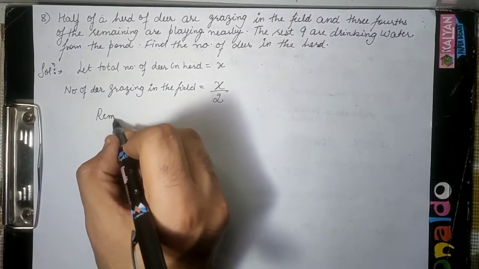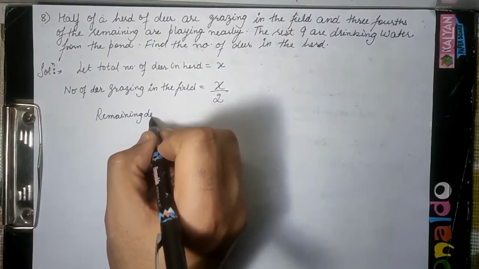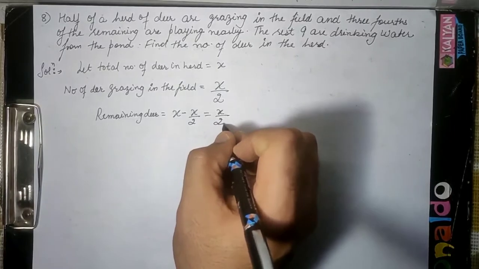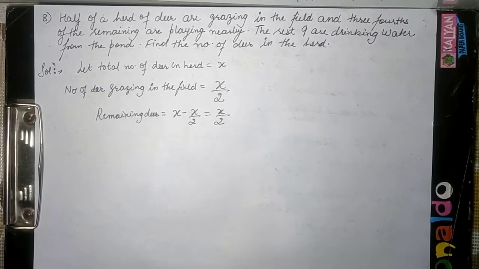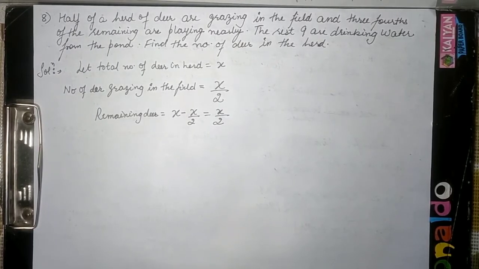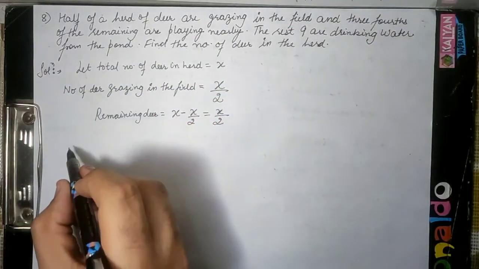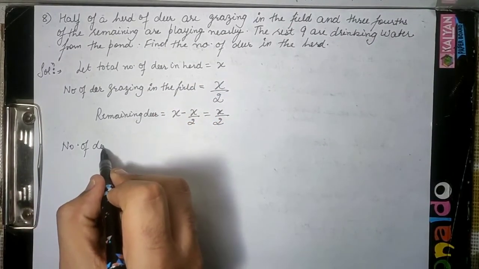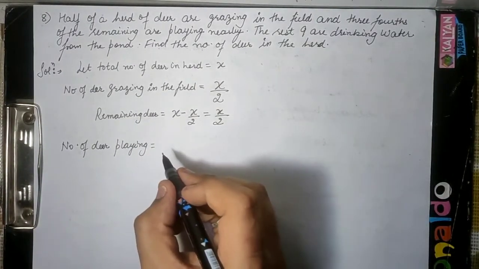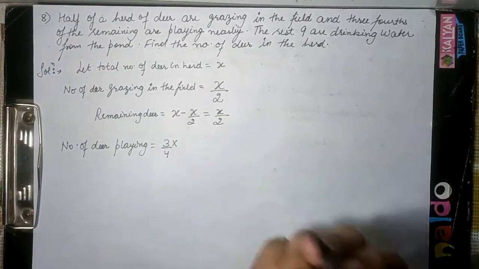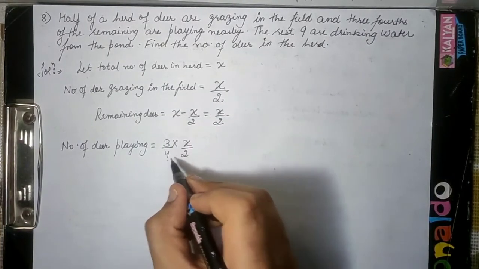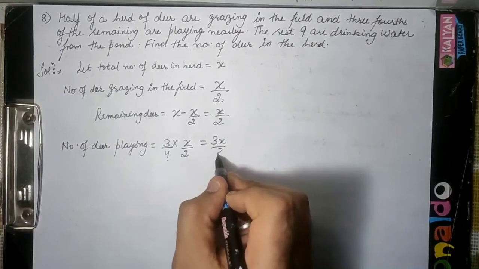So remaining deer will be, how to find remaining deer? Total minus this half, that is equal to x by 2. So it is obvious that if half are grazing in the field, the remaining will be the other half. Now it is given 3/4 of the remaining are playing nearby. So number of deer playing, that is equal to 3/4 multiplied by the remaining. What were the remaining deer? x by 2. So 3/4 of the remaining will be equal to 3x by 8.